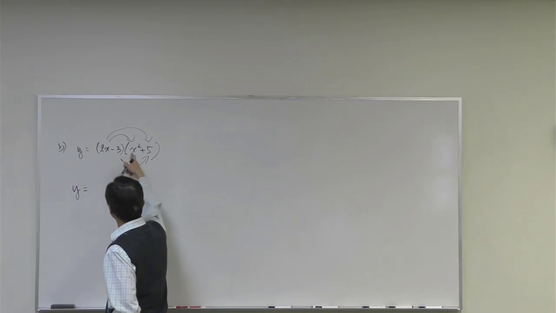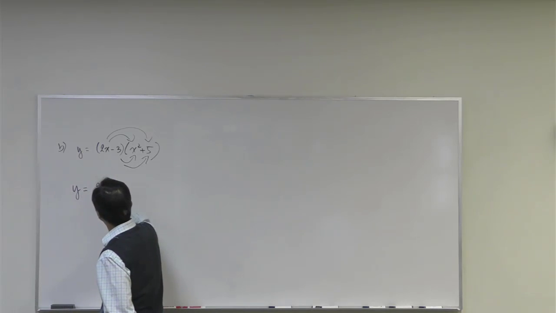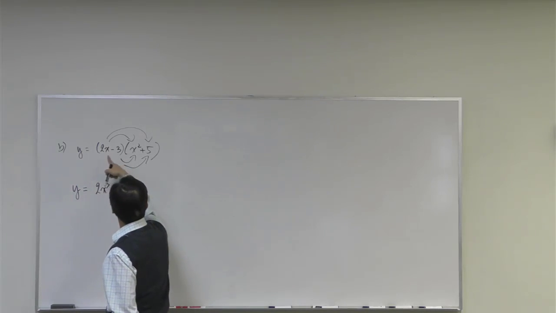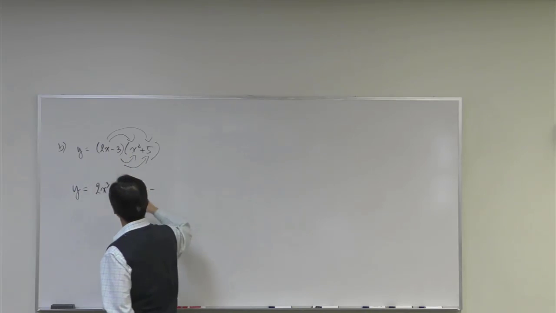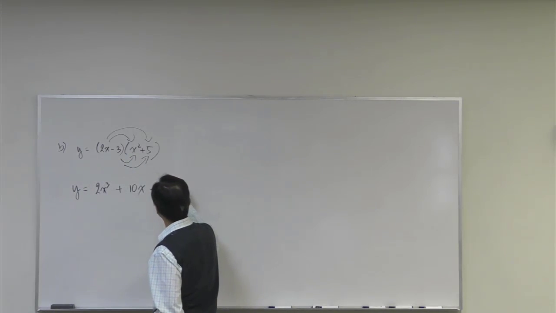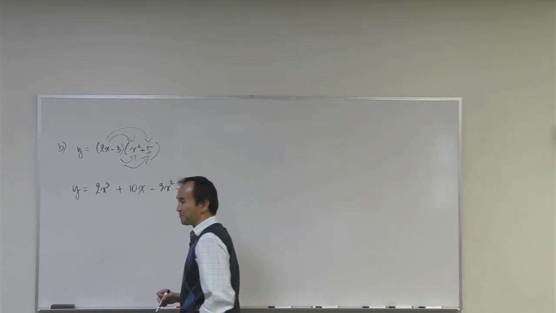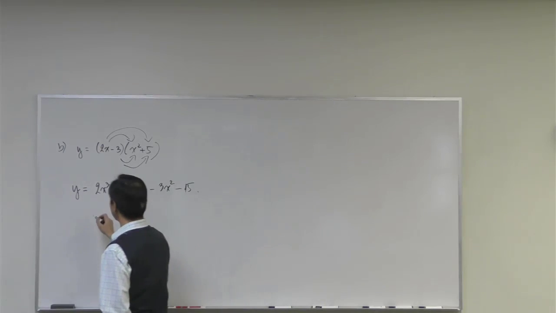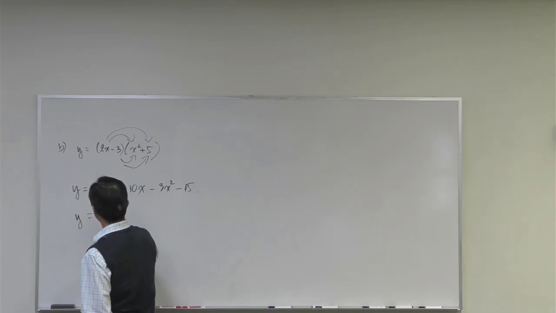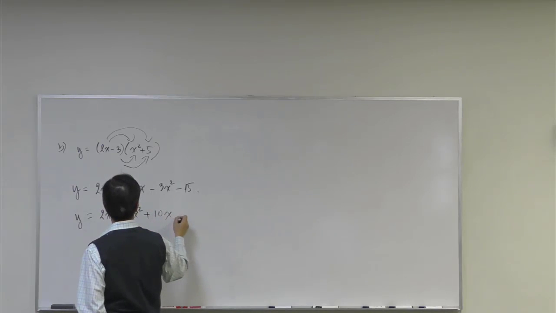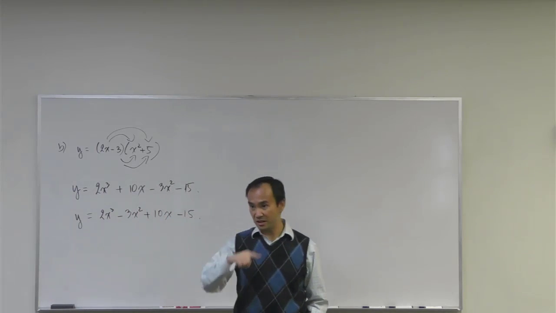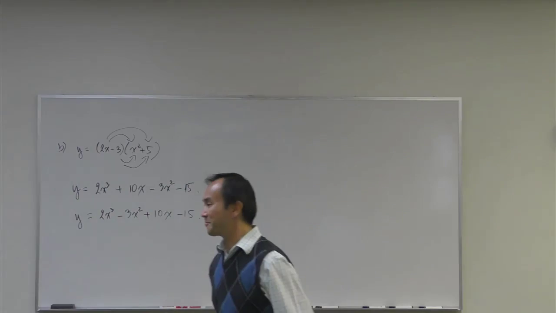So 2x times x squared gives me a 2x cubed. And 2x times 5 gives me a plus 10x. And minus 3 times x squared gives me minus 3x squared, and minus 3 times 5 gives minus 15. You all agree? Then we can rearrange the terms to make it a little nicer: 2x cubed minus 3x squared plus 10x minus 15. That's our same function, but in the expanded form. We have to FOIL it.